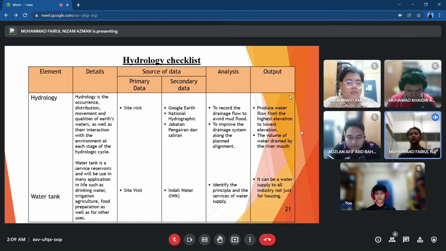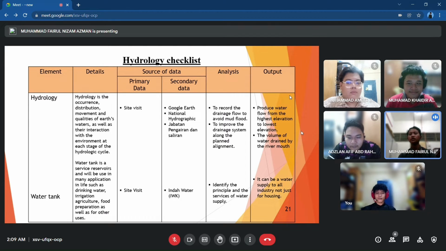For the software data, the primary data is site visit and the secondary data is Google Earth, National Hydrographic, Jabatan Pengairan dan Saliran, and also Indah Water. For the analysis in the hydrology checklist, first is to record the drainage flow to avoid a mud flood, second, to improve the drainage system along the plain alignment, and third, identify the principle and the service of water supply.